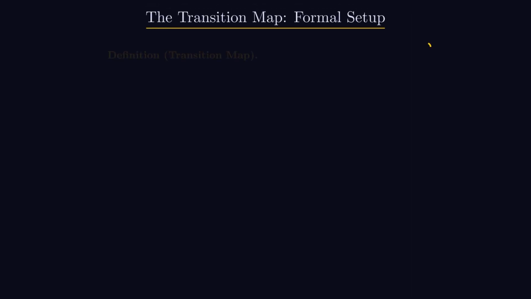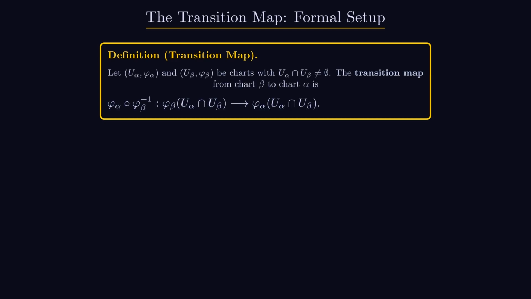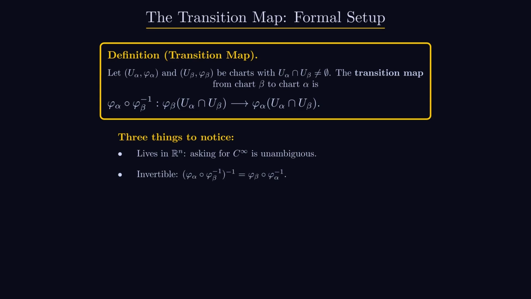Given two charts with overlapping domains, the transition map from chart beta to chart alpha is phi alpha composed with phi beta inverse, a map from phi beta of the overlap to phi alpha of the overlap. Three things to notice. First, the transition map lives in Rn, so asking for C infinity smoothness is completely unambiguous. Second, it is invertible. Its inverse is phi beta composed with phi alpha inverse. Third, if both transition maps in each direction are C infinity, we say the charts are smoothly compatible.